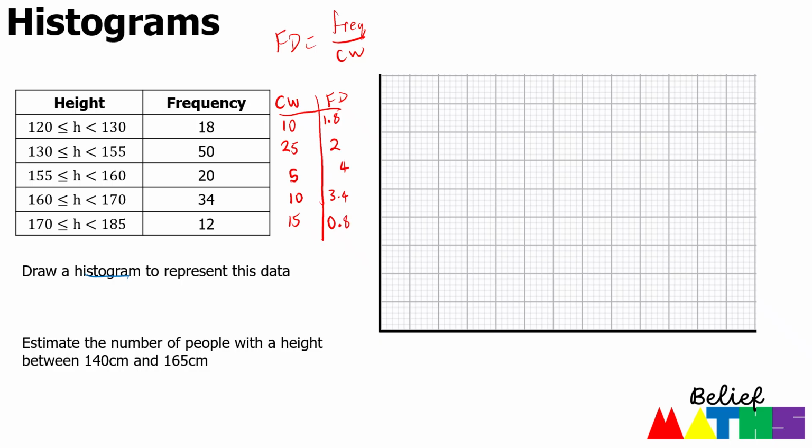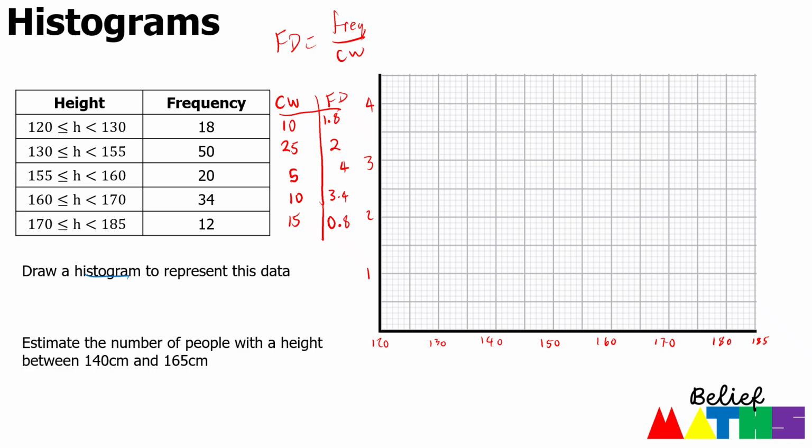Now we draw our histogram. Our histogram, remember, looks like a bar chart, but the bars are all different widths. So our scale on the bottom, that's 120, 130, 140, 150, 160, 170, 180, and then obviously 185 is right there on the end. And then going up, it goes up to as high as 4, so we can just go 1, 2, 3, 4, so that every little box is worth 0.1. So it makes the decimals really easy.